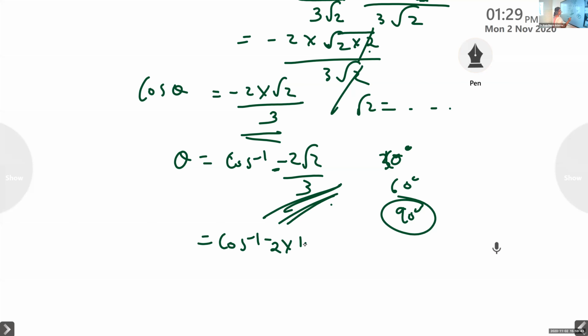1.414. So we will take it as 1.4 divided by 3. Okay, just find out that answer fast. Let the negative be there. You just give me that value of 2 into 1.4 divided by 3.